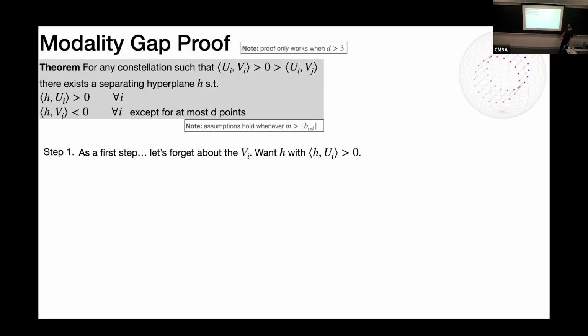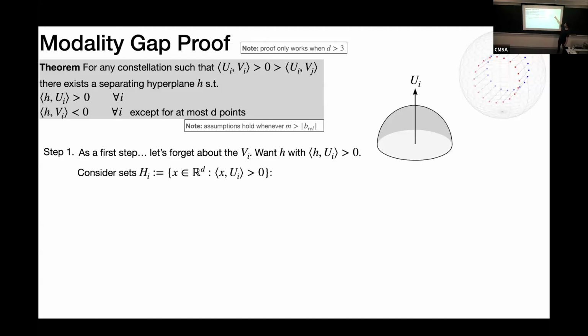Okay, so as a first step, let's totally forget about the V's. And let's just remind ourselves we want an H that has a positive inner product with all the UIs. So let's just think about the candidate H's. If we think about any particular UI, the H's that are legal, that are good for us, are those that lie in this hemisphere with North Pole UI. So we're going to consider HI to be that hemisphere. Those are the good H's for the particular UI, that's capital HI.